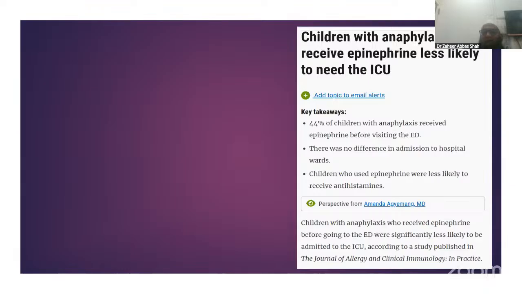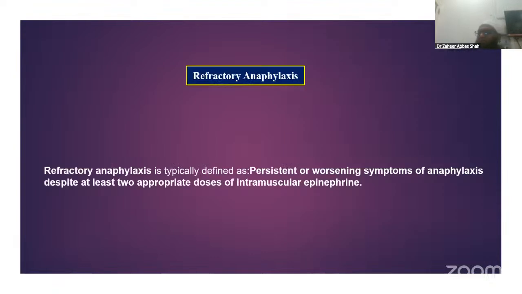One study speaks about children with anaphylaxis who received epinephrine. They required less hospitalization and even fewer ICU admissions. 44% of the children with anaphylaxis received epinephrine before visiting the emergency department. There was no difference in admission to the hospital and ward. Children who used epinephrine were also less likely to receive antihistaminics. What happens whenever the person comes to a family physician or a physician is that they start by giving antihistaminics, corticosteroids, and all these things. But as per guidelines, we know they are second line of treatment.